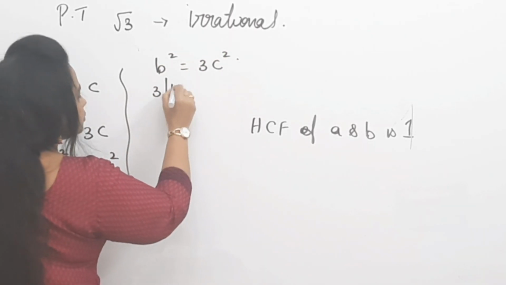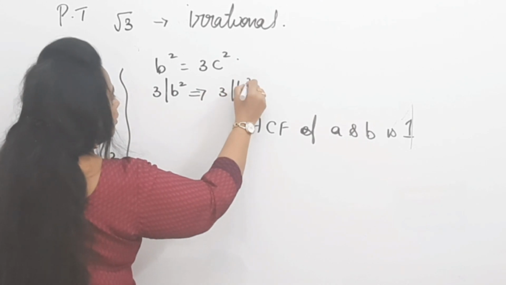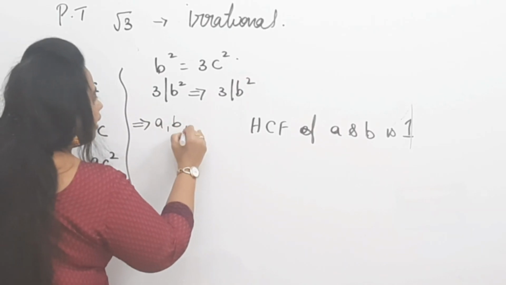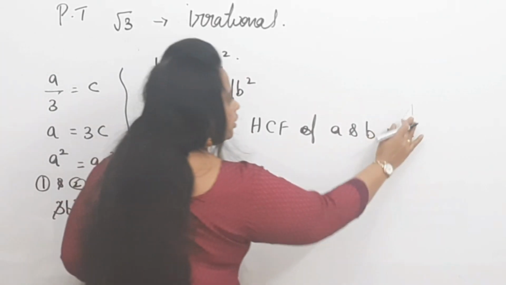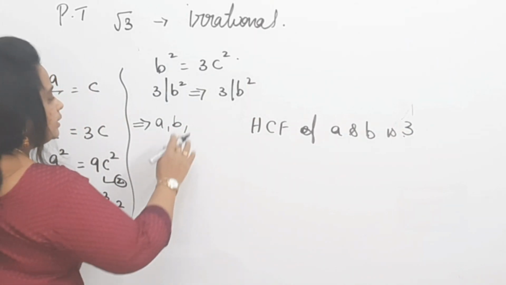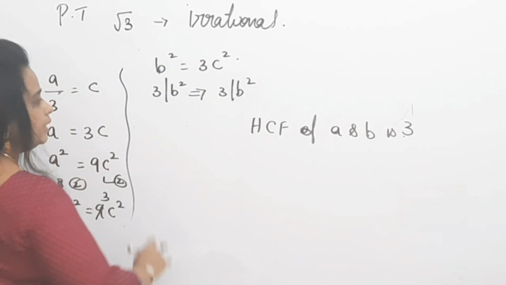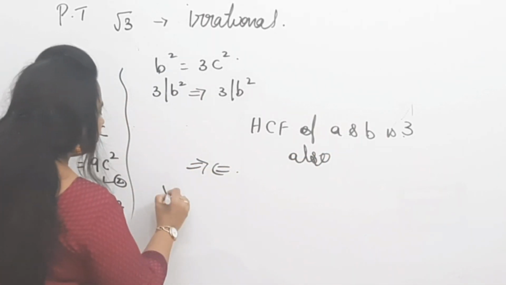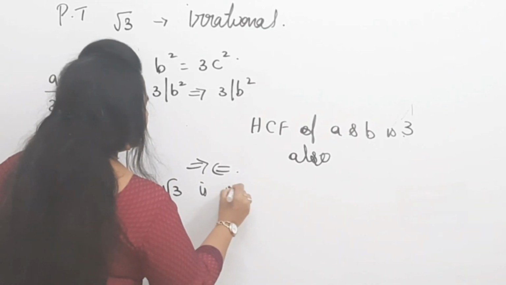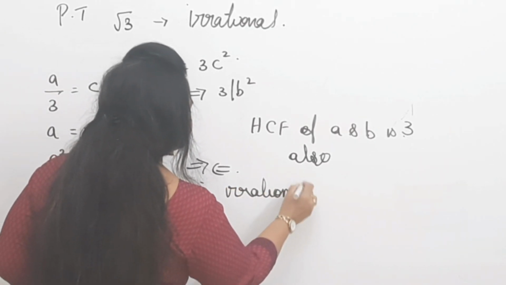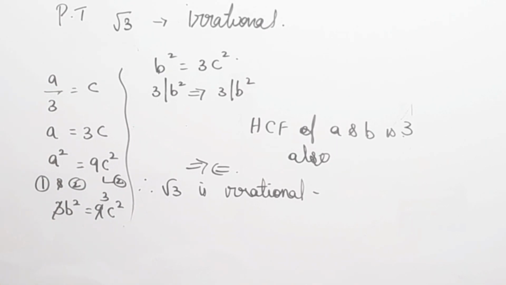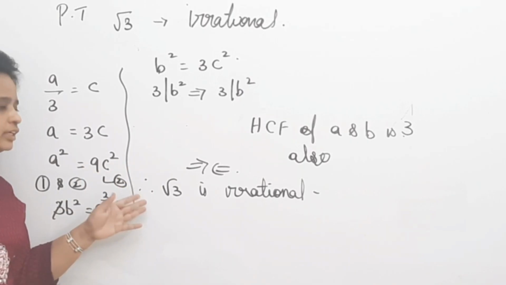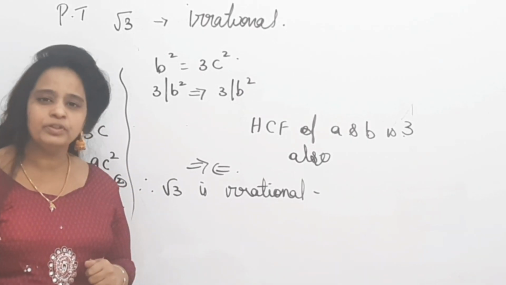That means 3 divides b square implies 3 divides b, which is a contradiction to our assumption. Not only a and b, the highest common factor of a and b is 3 also, which is a contradiction. So that is not possible. Therefore, root 3 is irrational. As simple as that. Hope everyone understood how we proved. So HCF of a and b is 3 also. That is a contradiction. So root 3 is irrational. Shall we move on to the next proof?